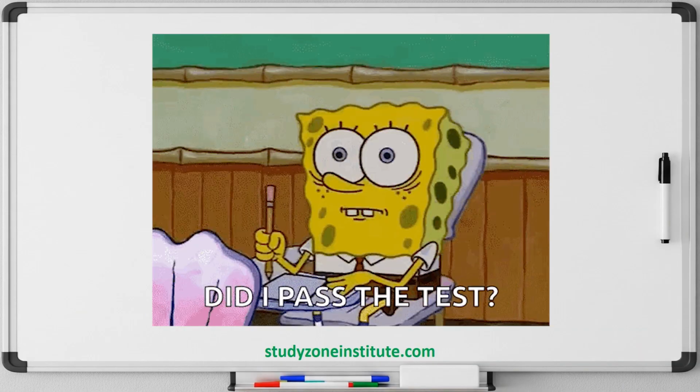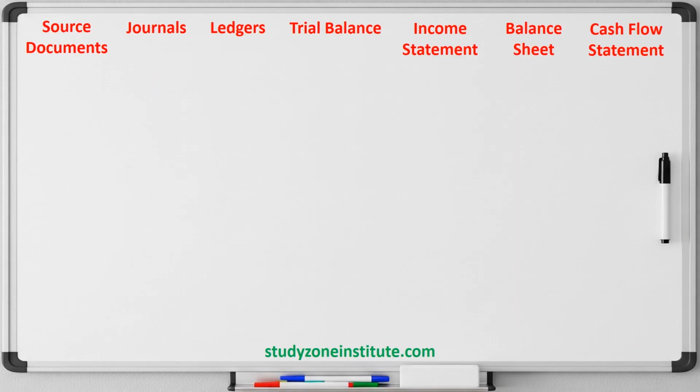Now that you've got the basics of the accounting cycle down, it's time to test yourself. Ready? Look at the steps in the accounting cycle. Source documents. Journals. Ledgers. Trial balance. Income statement. Balance sheet. Cash flow statement. Try to match each term that appears on the screen with the correct step in 5 seconds. Go! Invoices.